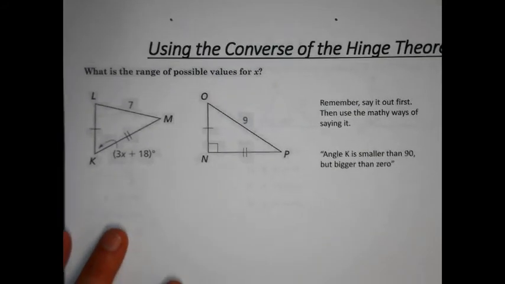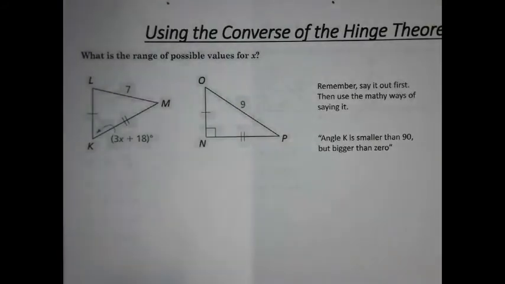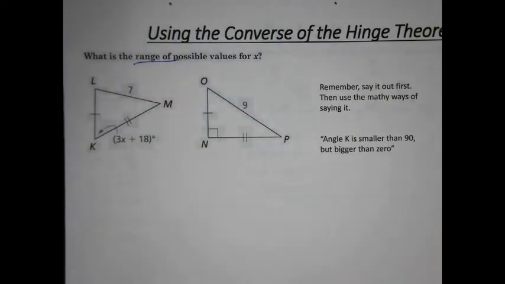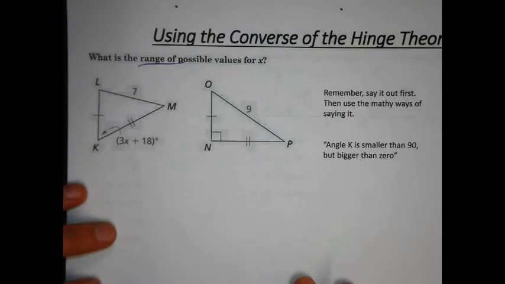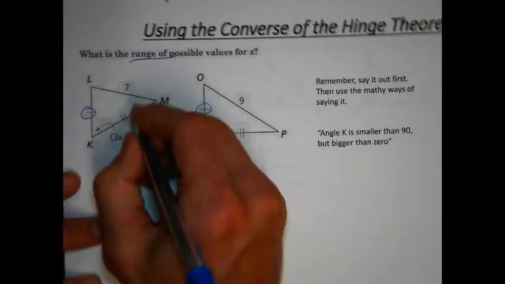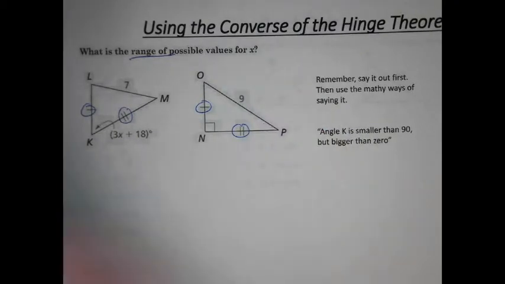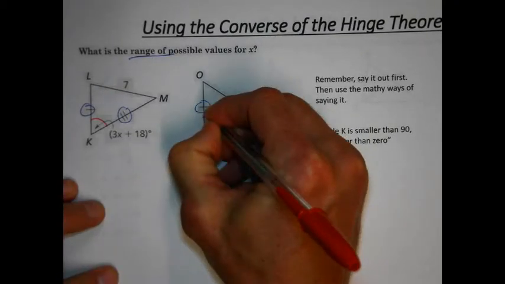We'll work this one out. Okay. So here we go again. What is the range of possible values, from something to something else, for x? First, let's take a look at what's going on. We have a congruent side here, a congruent side here. We have a congruent side here, a congruent side here. So now we have to pay attention to the included angles.